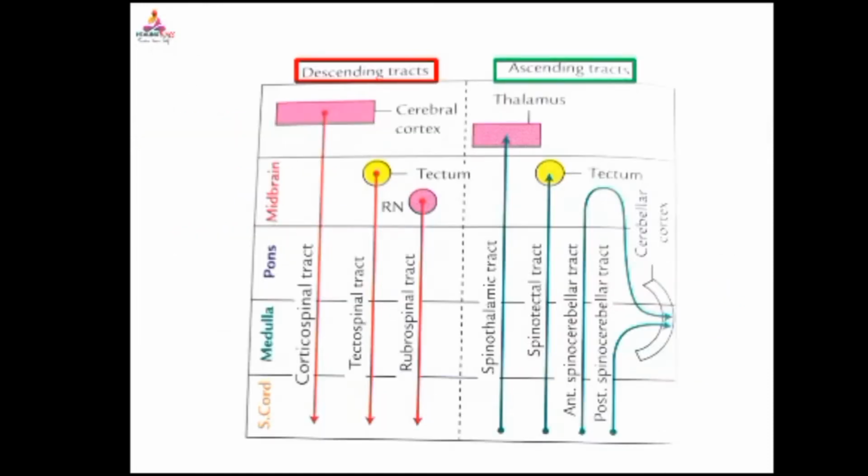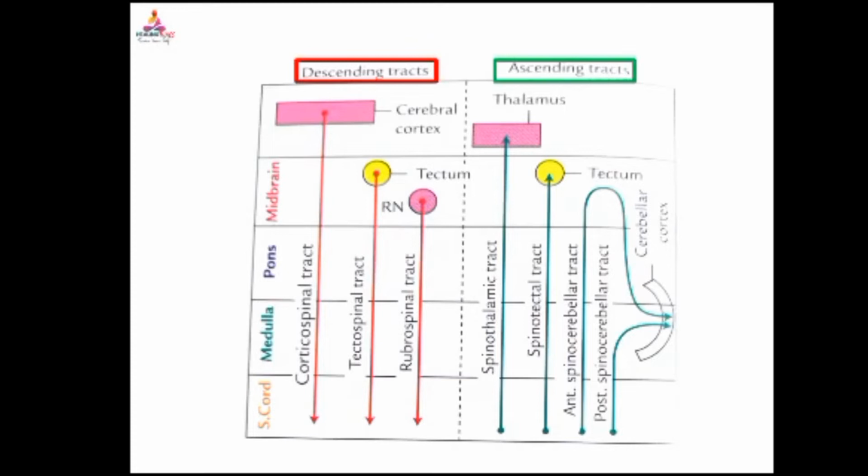See the picture. Arising from the cerebral cortex and terminating in the spinal cord, that is the corticospinal tract. Origin from the tectum, then terminating in the spinal cord, that is the tectospinal tract. Originating from the red nucleus and terminating in the spinal cord, that is the rubrospinal tract.